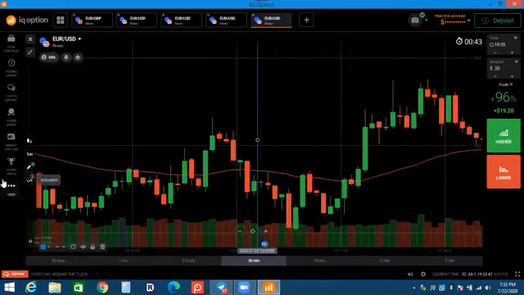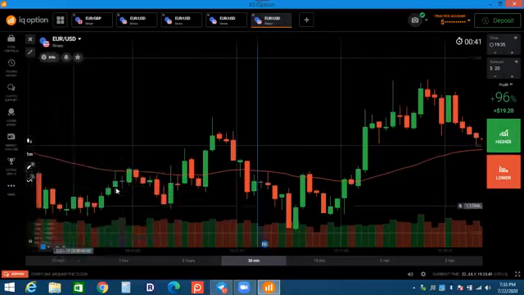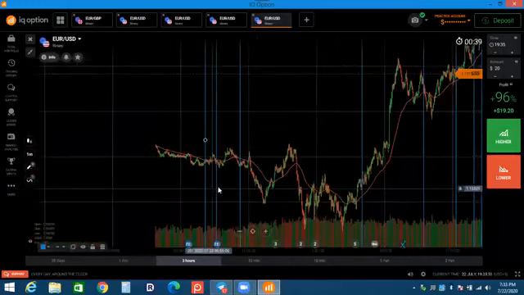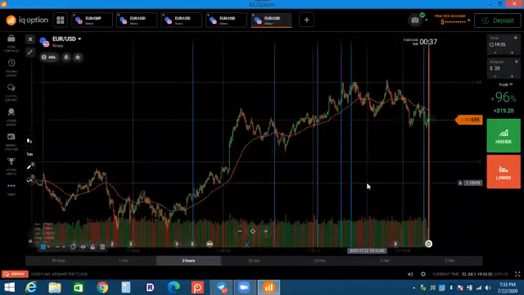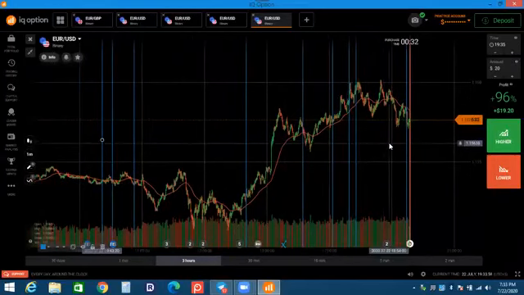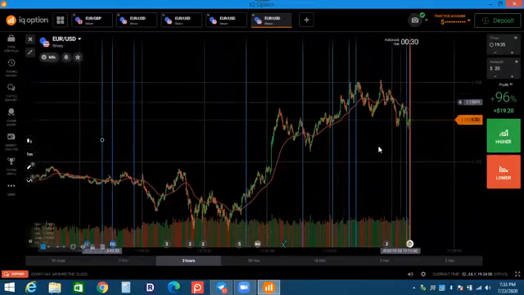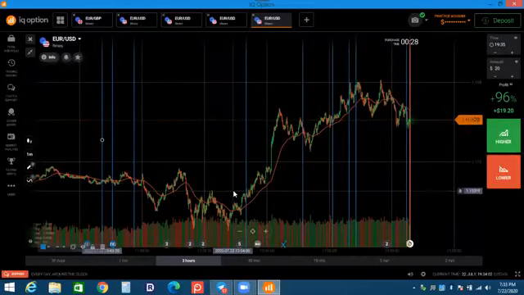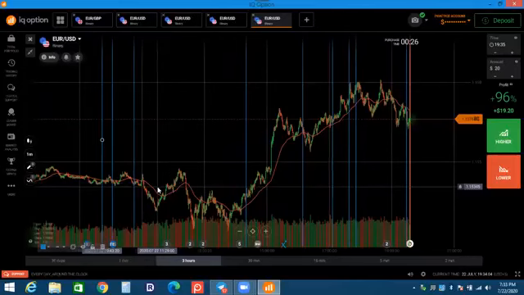Okay. I highlight all the dojis. How many dojis are there? These ones. 1, 2, 3, 4, 5, 6, 7, 8, 9. All the dojis from here to here, these dojis appear in the trade. So we will read the doji.